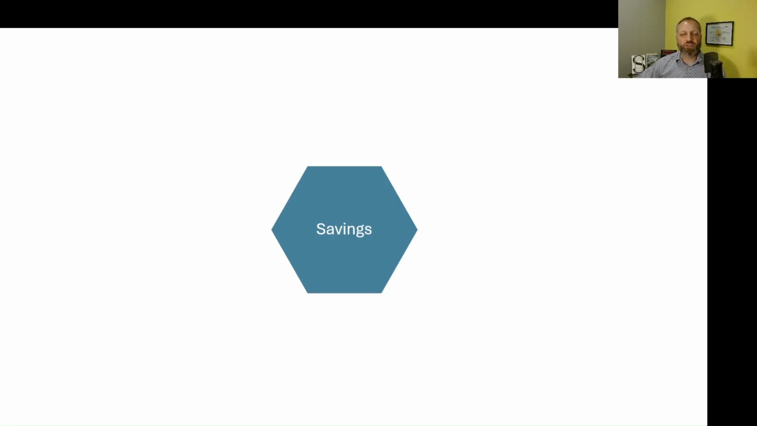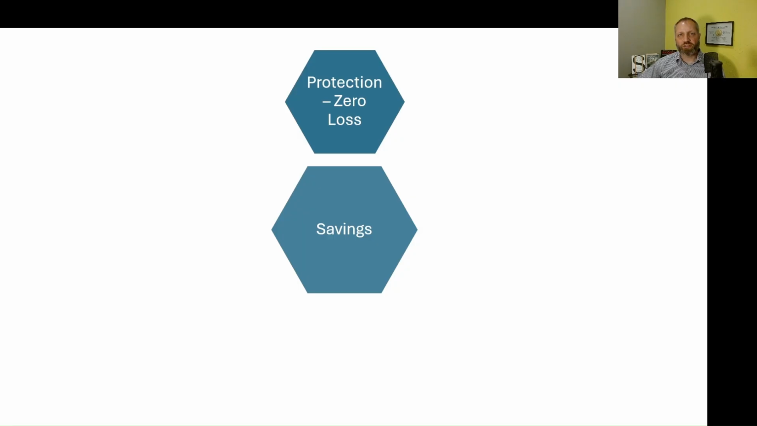So the first one is going to be protection or zero loss. Most people, myself included, when I put money into saving, I certainly don't want to experience any loss. I want those funds protected. And as we've talked about in other videos, there's different places in which to protect that money, but we're going to avoid getting into all of that, at least for right now. And we're going to talk a little bit more about protection for just a second.